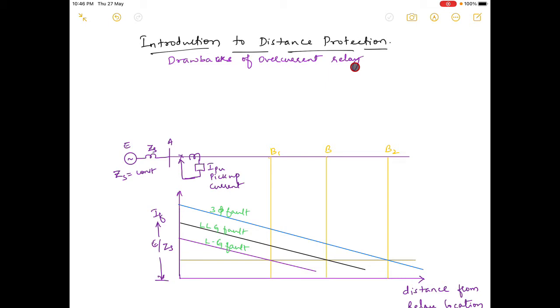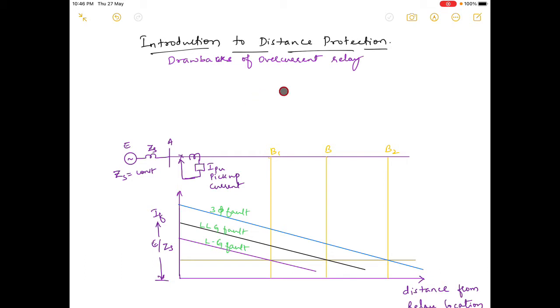So I thought it would be helpful because we need to know why we are going for distance protection, and of course there are problems in distance protection also, and we'll address a few of those problems in this video. So that is the scope of this video. So yes, let's start.